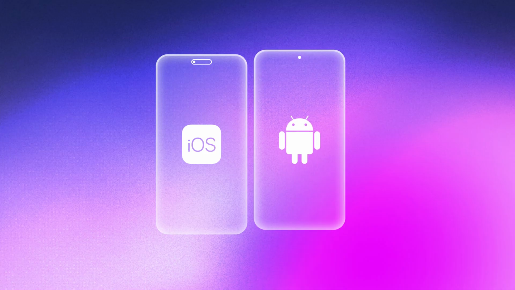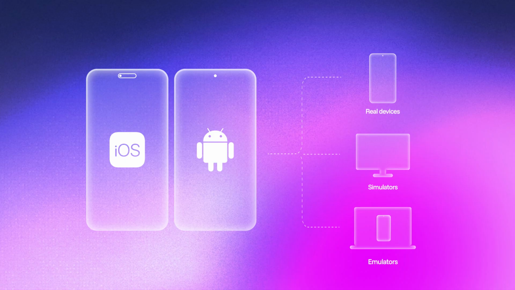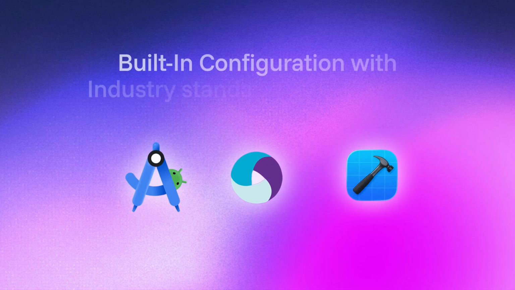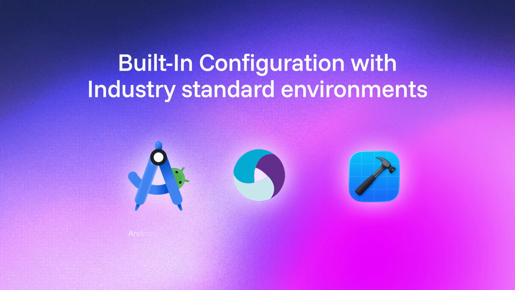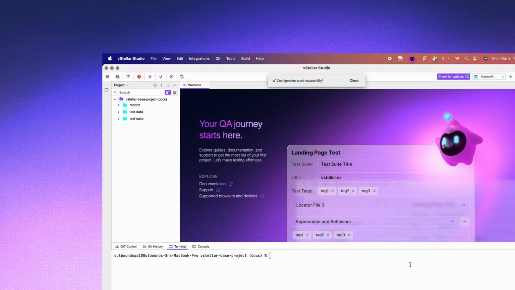The Mobile Visual Editor supports both iOS and Android applications across real devices, simulators, and emulators. It has built-in configuration with industry-standard environments like Android Studio, Appium, and Xcode, so your team can leverage the existing mobile ecosystem while simplifying how automation tests are created.